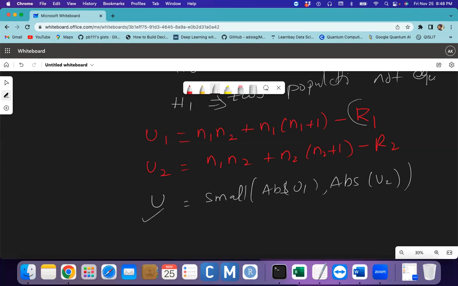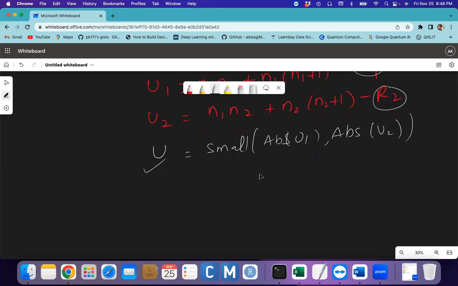You might be thinking how we can calculate R1 and R2. It's a ranking, it's just ranks. For example, we have two samples.